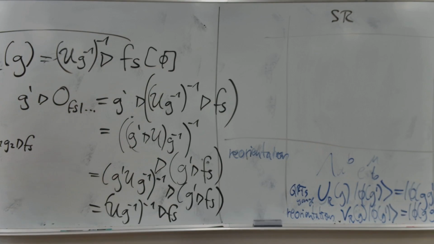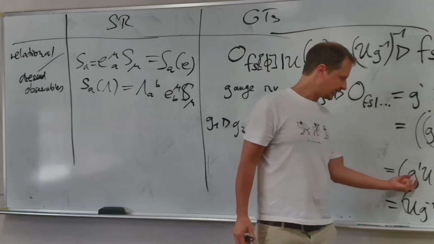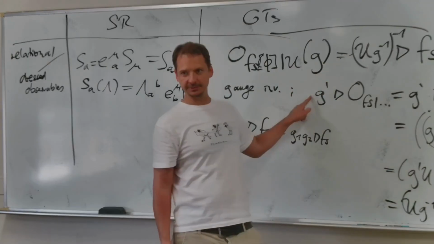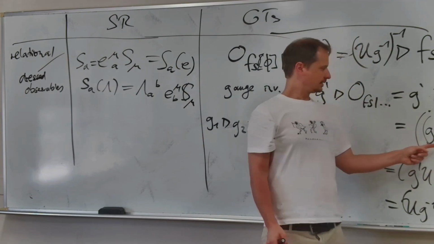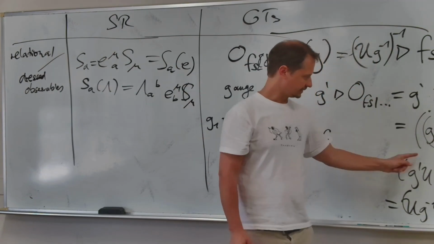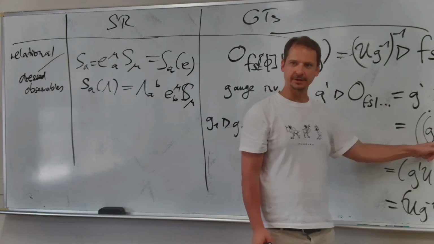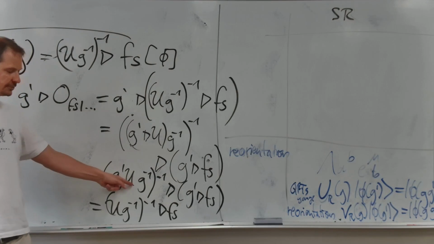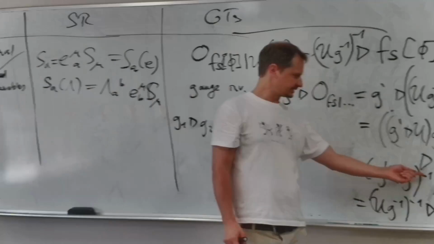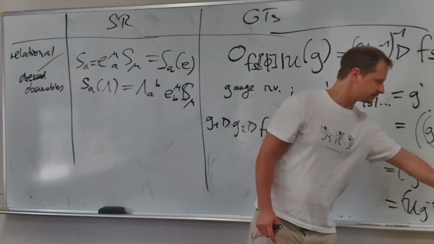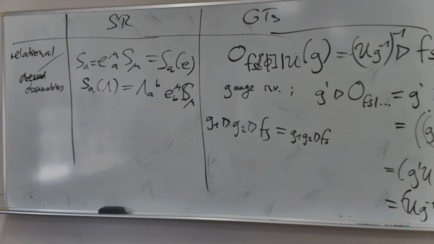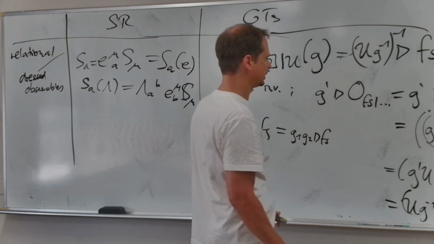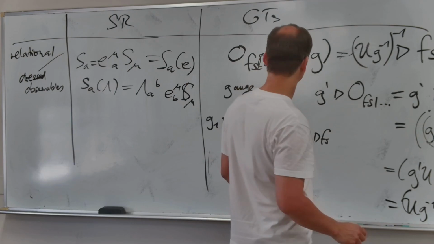So I'm using this property. I'm only looking at what g prime does. The gauge transformation was g prime. It acts on this piece, it acts on that piece. And for this piece here, I'm using the covariance of the frame, so it's g prime U. And because there's an inverse here, g prime acts on that and cancels it. So that's the gauge invariant object. And now, this gauge invariant.